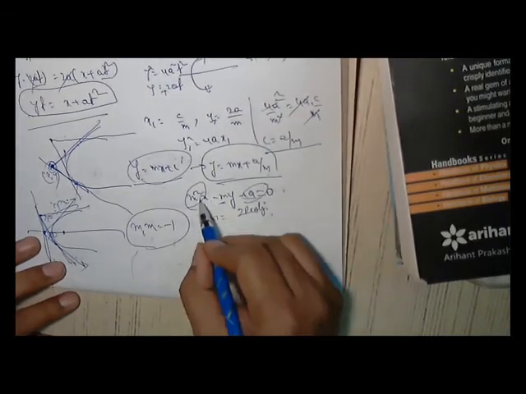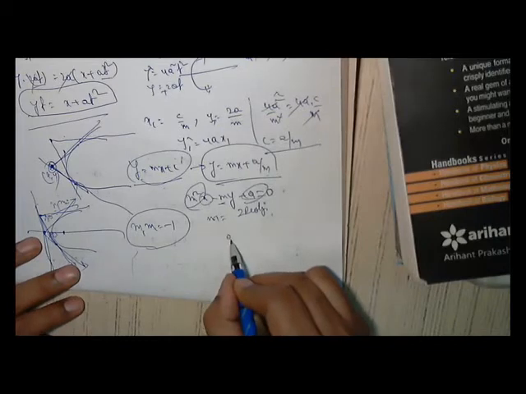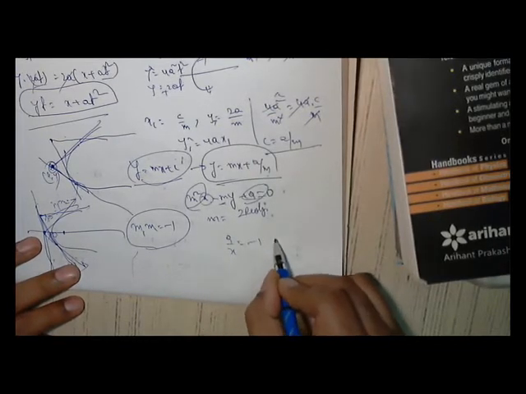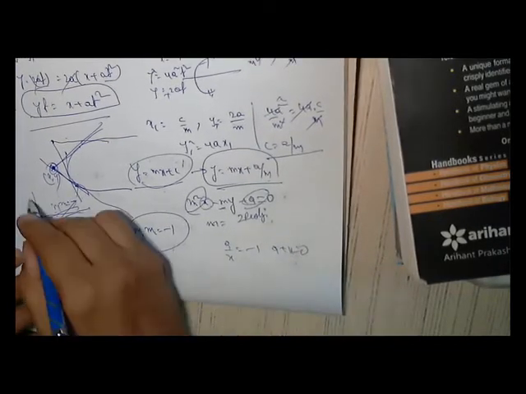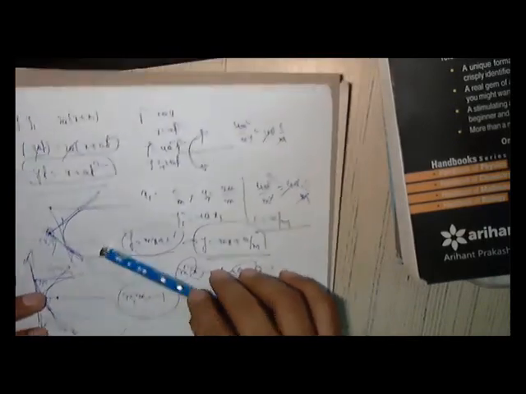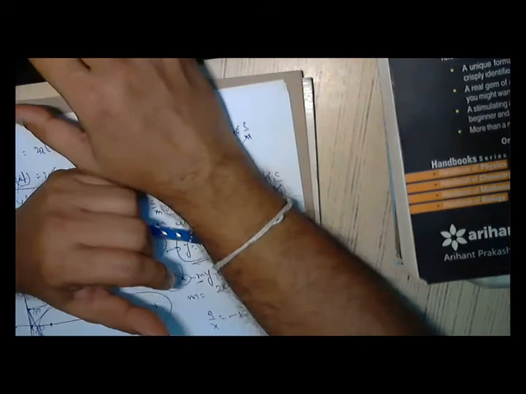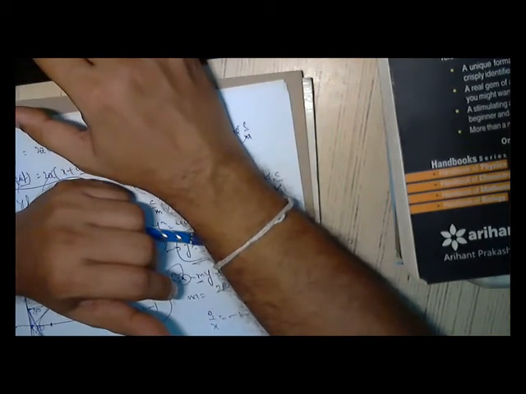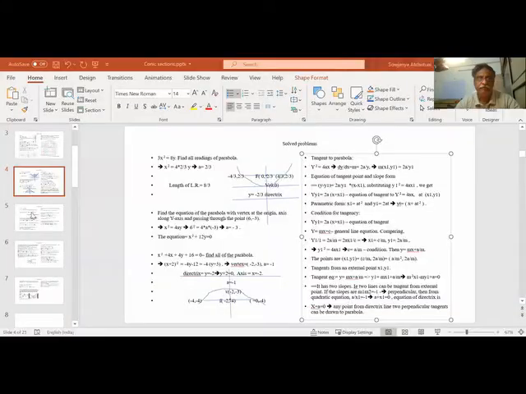So a by x is equal to minus 1. So a plus x is equal to 0, which is nothing but my directrix. So you understood the condition for tangency and for two tangents at 90 degrees. Now let us do some problems on this.